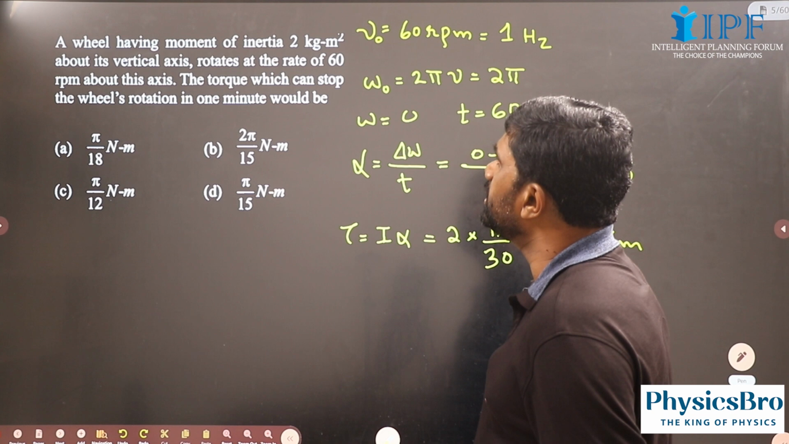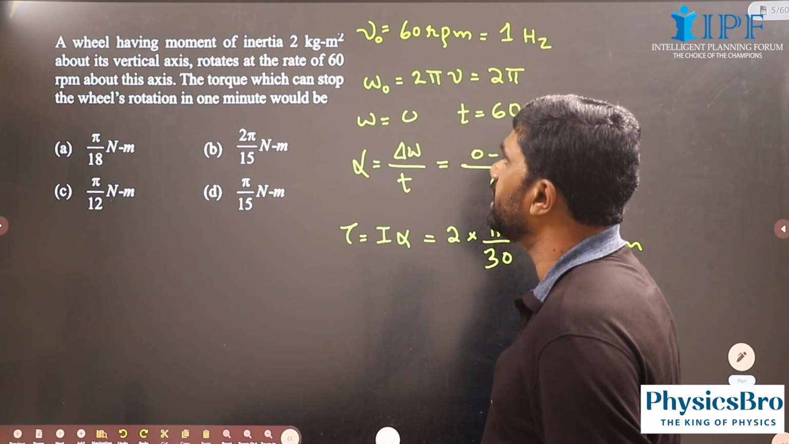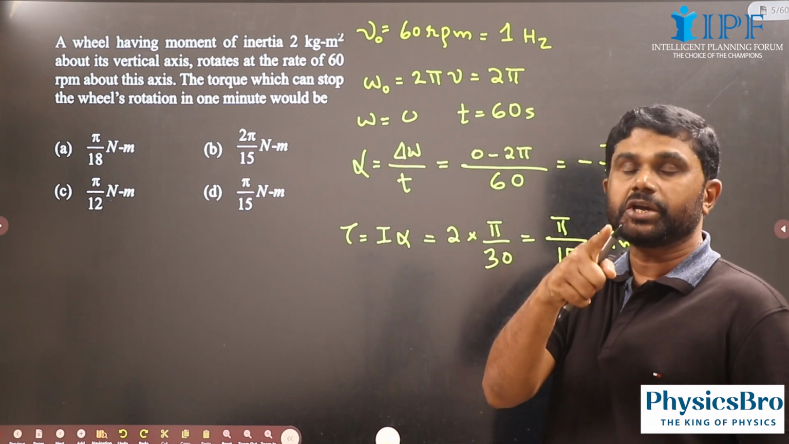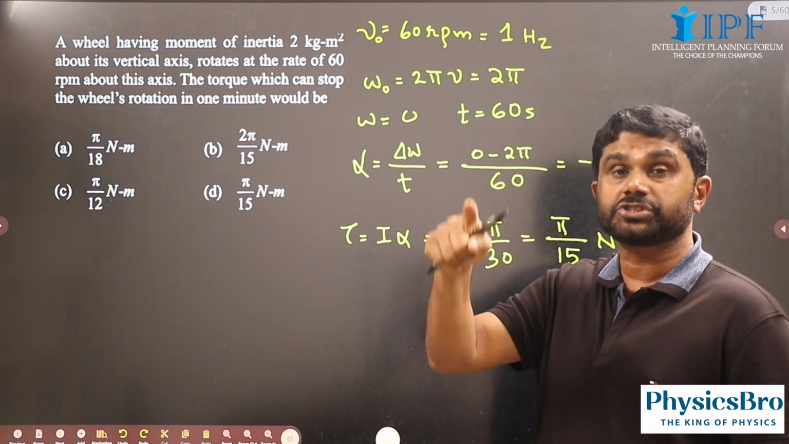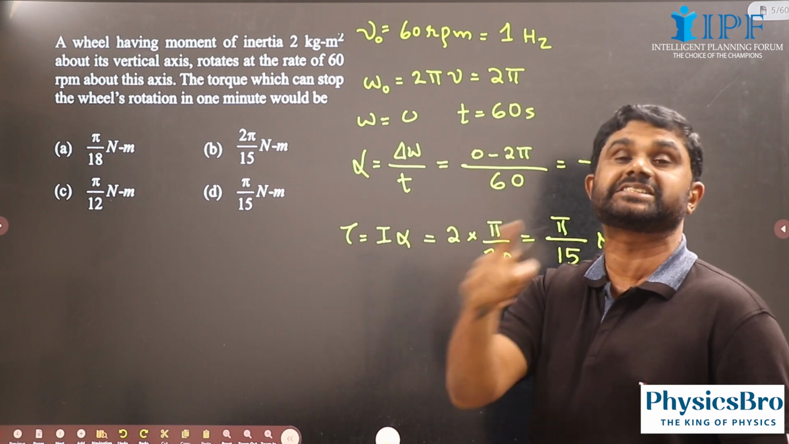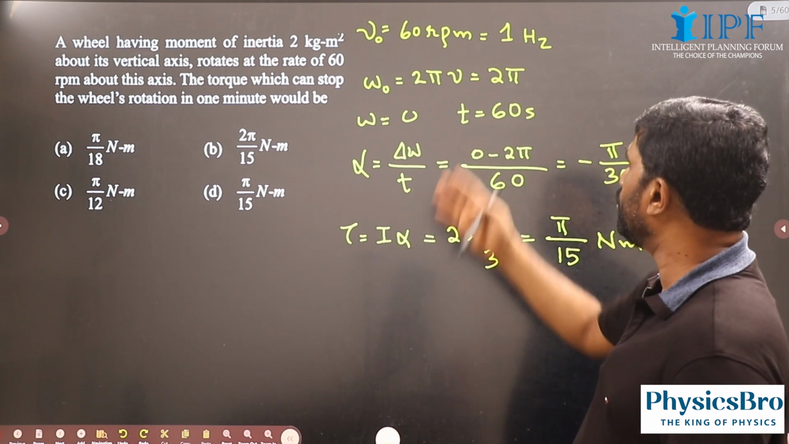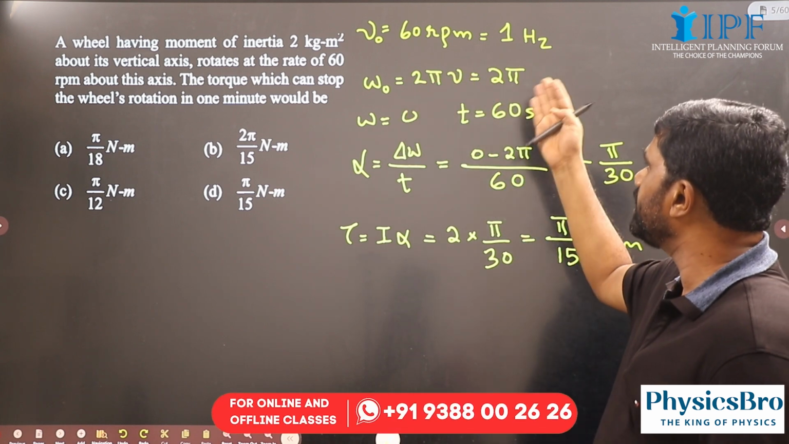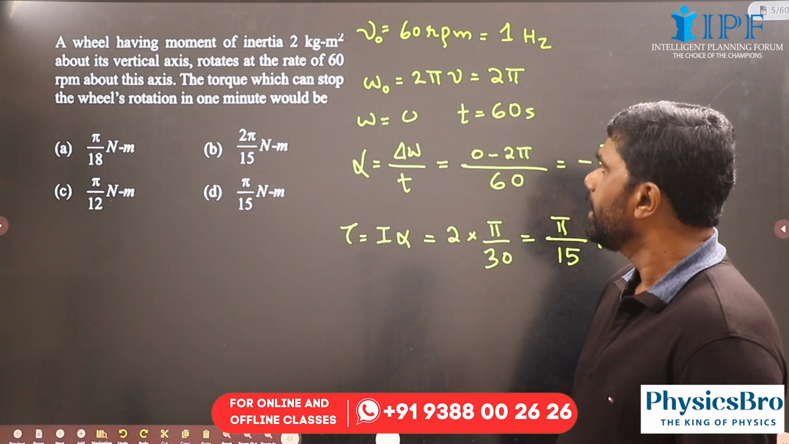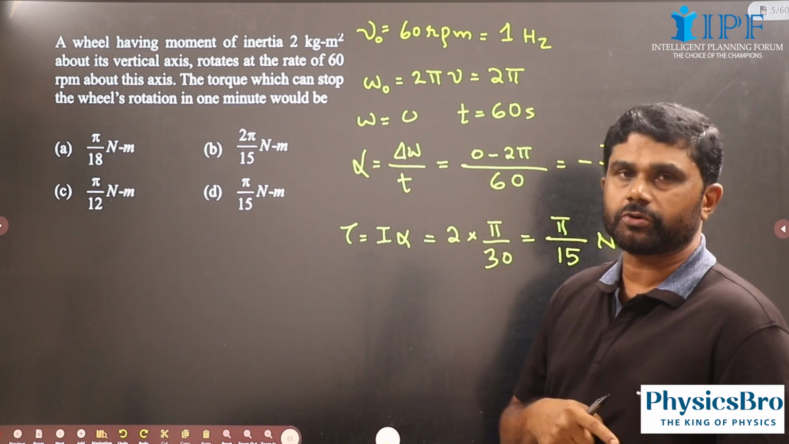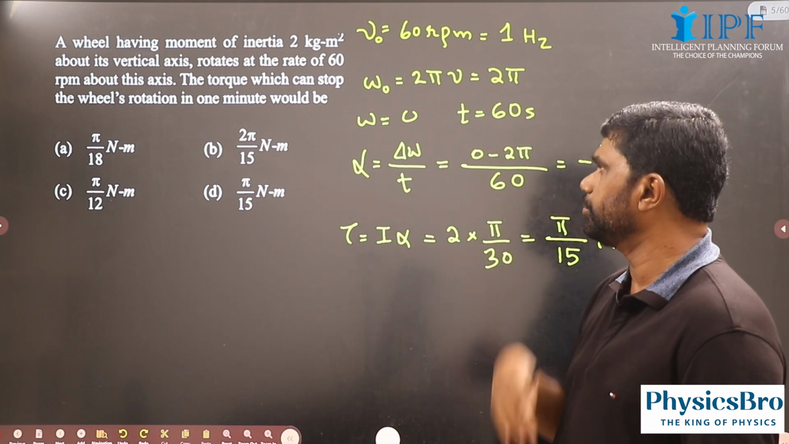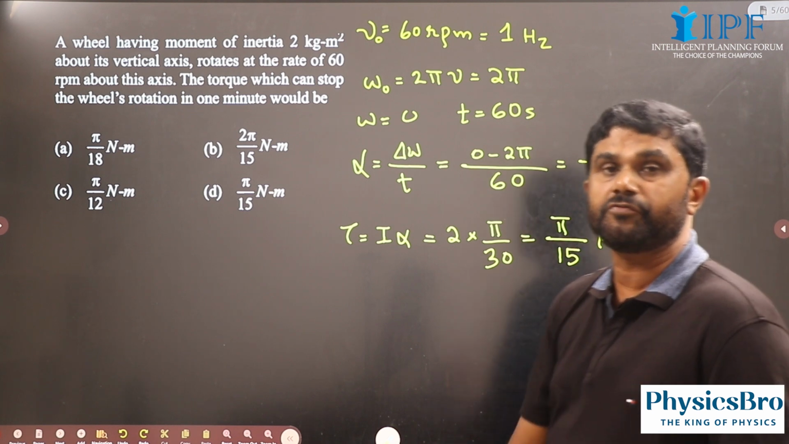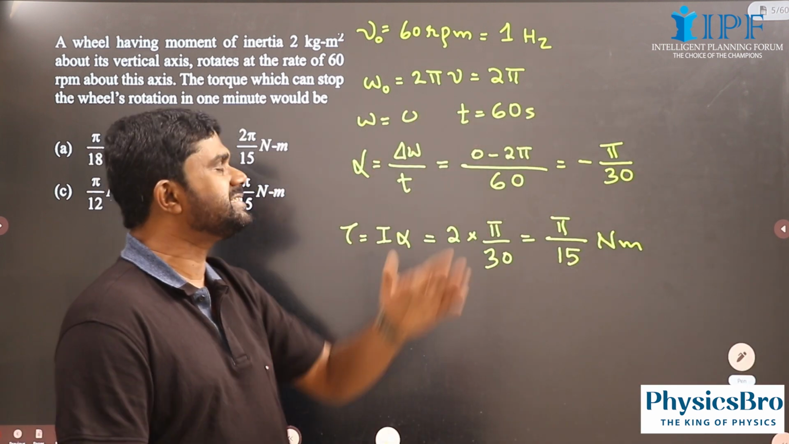A wheel having moment of inertia 2 kilogram meter square about its vertical axis rotates at the rate of 60 rpm about this axis. See, frequency is given as 60 rpm, 60 revolutions per minute, or 60 revolutions in 60 seconds. So 1 revolution per second, or it is 1 hertz. And angular velocity will be 2 pi into frequency, so it is 2 pi into 1 or 2 pi radians per second. And the torque which can stop the wheel's rotation means the final angular velocity is 0. And the wheel is to be brought to rest in 1 minute, means the time is 60 seconds.